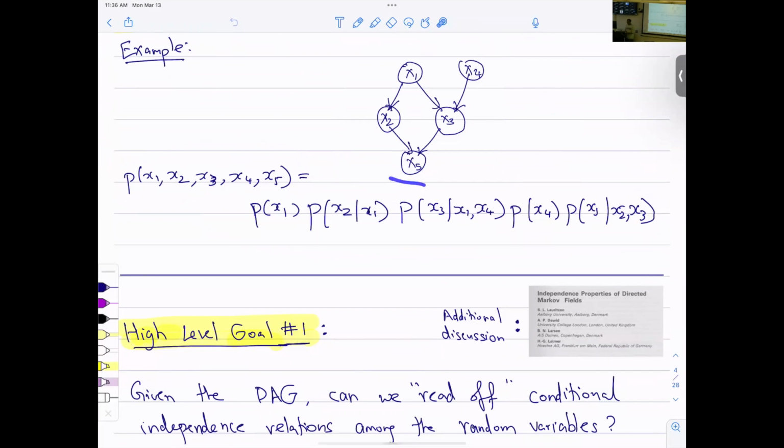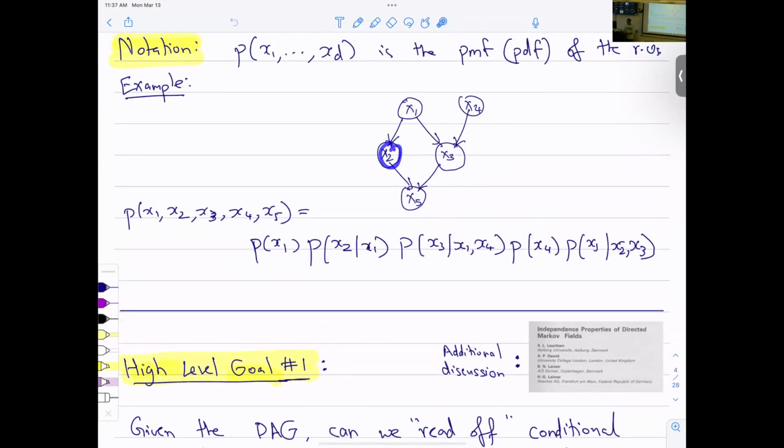Given this DAG, can we read off conditional independence relations among the random variables? What do I mean by that? Are x2 and x3 conditionally independent given x5? Or are x1 and x4 conditionally independent given x3? I can ask any question. I can condition on some subset of these nodes and ask for independence among variables elsewhere. Is there a systematic way of reading off conditional independence from the DAG? This is a very useful question for causal inference more broadly, but it's of interest in itself. That's all I'm going to do for the rest of today and the first hour of tomorrow.